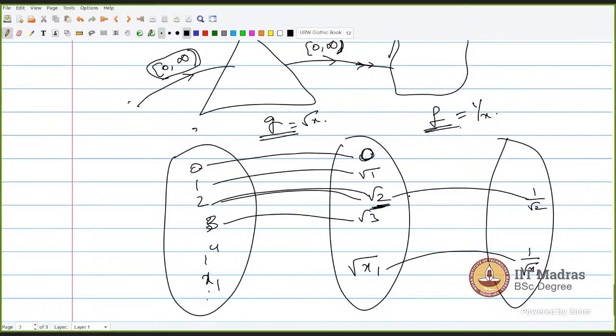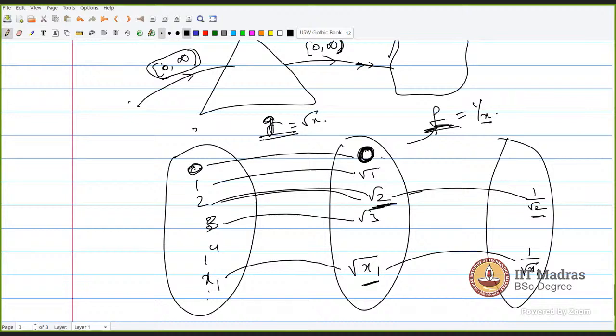So whatever output I get, that will go into this function f. And function f is defined as 1 by x. So when I input root 2, I will get output as 1 by root 2. When I input root x1, I get 1 by root x1. But if you see here, 0 is an output of this particular function g, right? When I input 0, I will get output 0. But if I input 0 into this function f, will it take or not? Undefined, right?